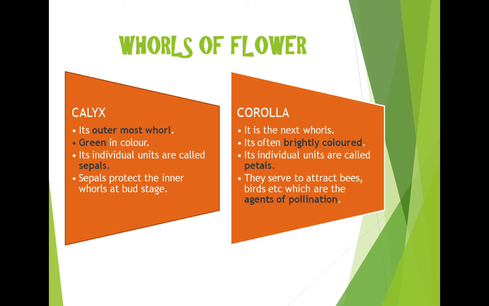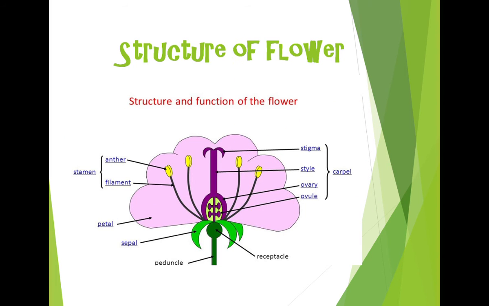So what is the function of these petals? They attract bees and birds, which are obviously the agents of pollination. Now let's have a look. In this diagram, the green color is the sepal, and it is the wall of calyx. This unit we call calyx, made up of the sepals. Next to it are the petals, that is the corolla: inner to the calyx is the whorl of petals, which is called corolla.